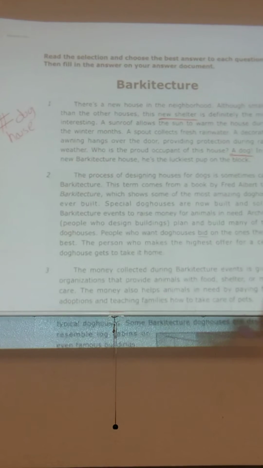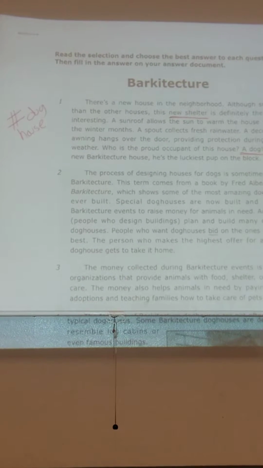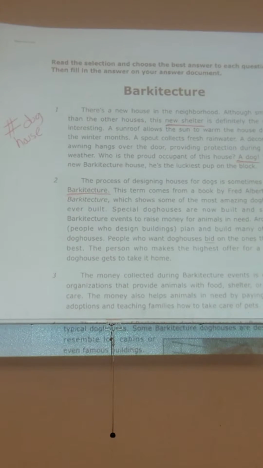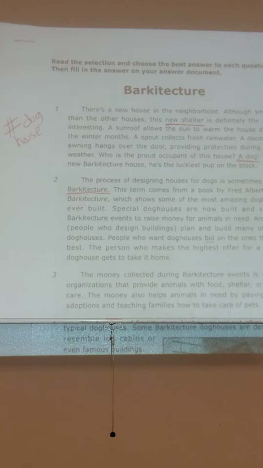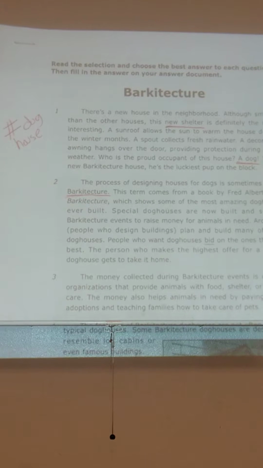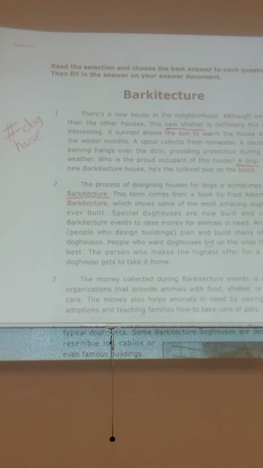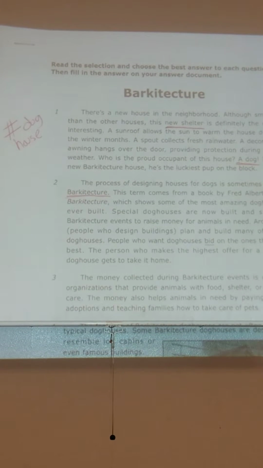Okay, ready? Paragraph 2. The process of designing houses for dogs is sometimes called barkitecture. Go ahead and underline that. This term comes from a book by Fred Albert titled Barkitecture, which shows some of the most amazing dog houses ever built. Special dog houses are now built and sold at barkitecture events to raise money for animals in need.